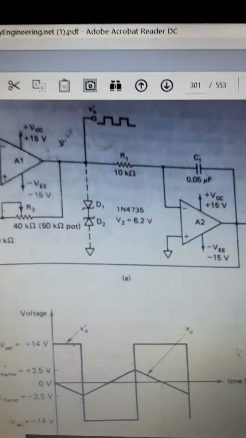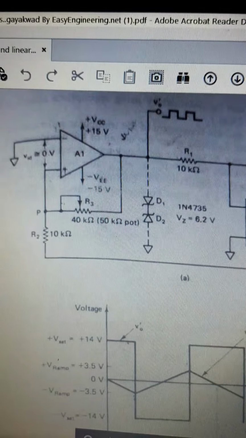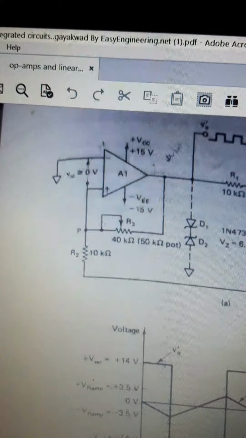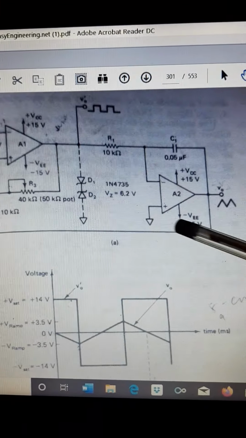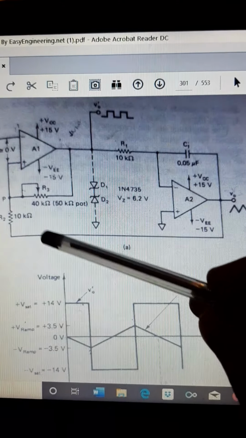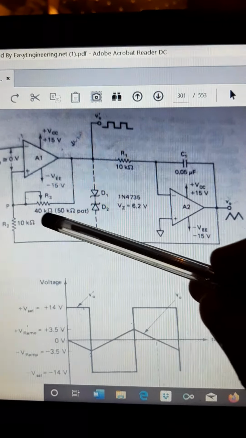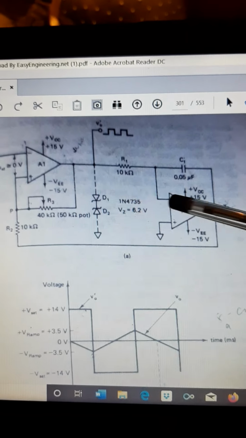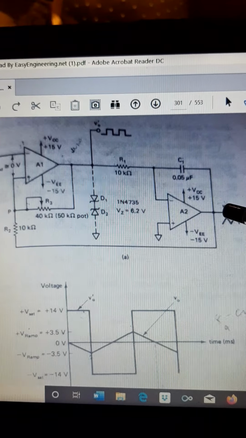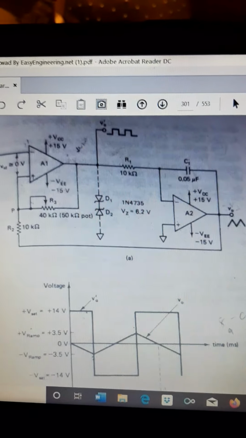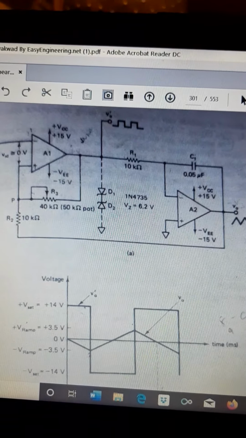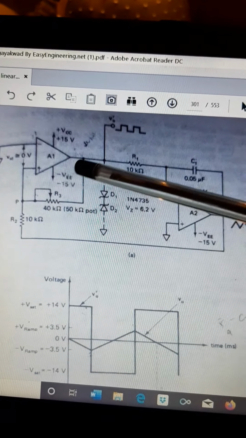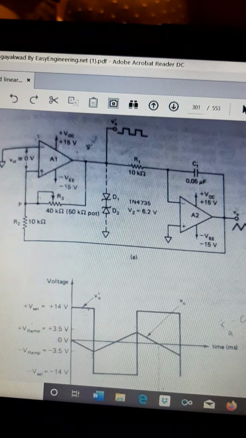The important thing you should remember is that R2 is connected to the integrator output, and R3 is connected to the comparator output. Now when the comparator output is plus Vsat, the output of the integrator is negative going. This R2 and R3 form a voltage divider. One side it is plus Vsat, the other side is minus Vramp.